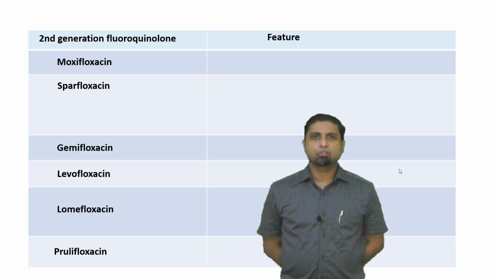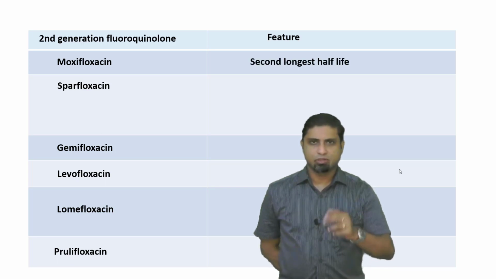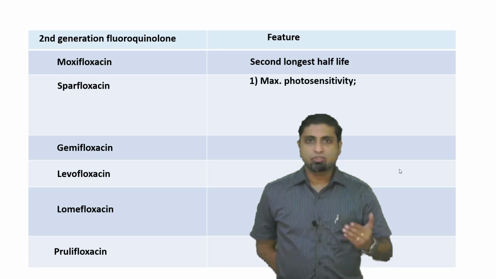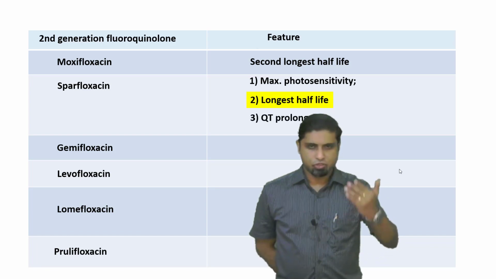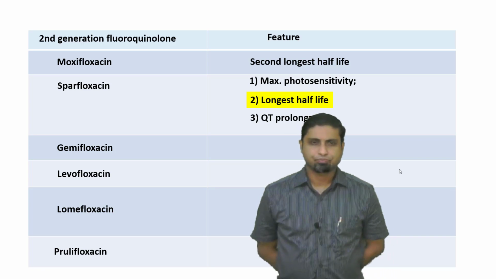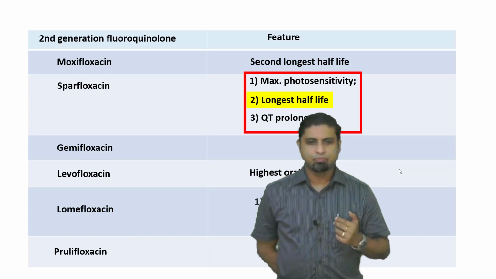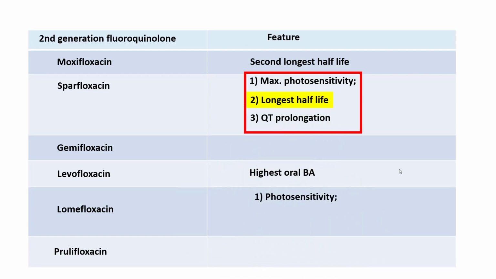Now, certain important points to remember regarding these drugs include the following. Moxifloxacin is the fluoroquinolone with the second longest half-life. Sparfloxacin has maximum photosensitivity. It has the longest half-life and produces QT prolongation. Regarding levofloxacin, it is the fluoroquinolone with the highest oral bioavailability. And regarding lomefloxacin, we need to remember that it produces photosensitivity as well as QT prolongation.